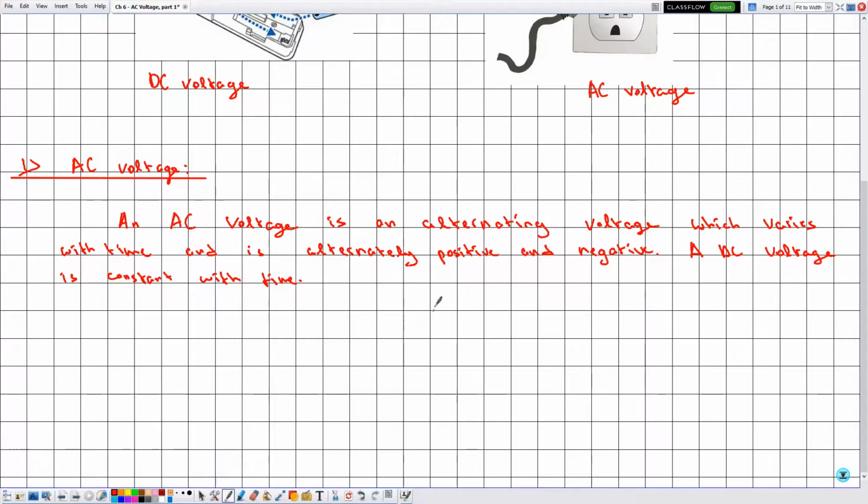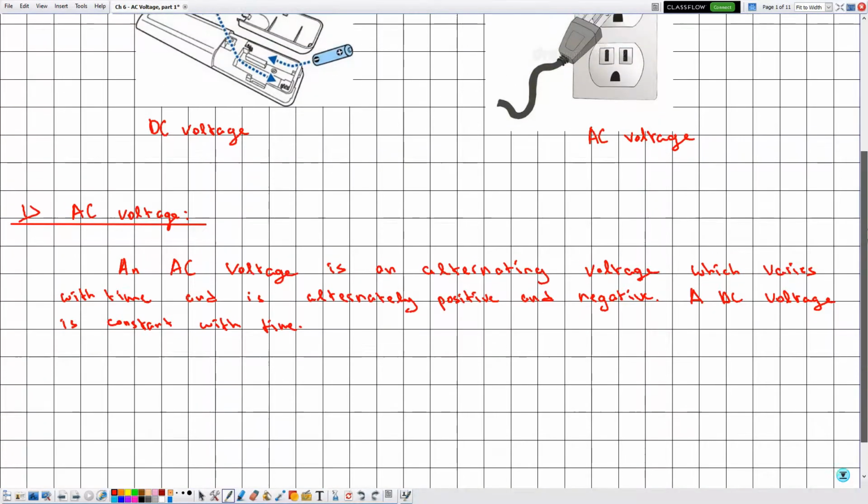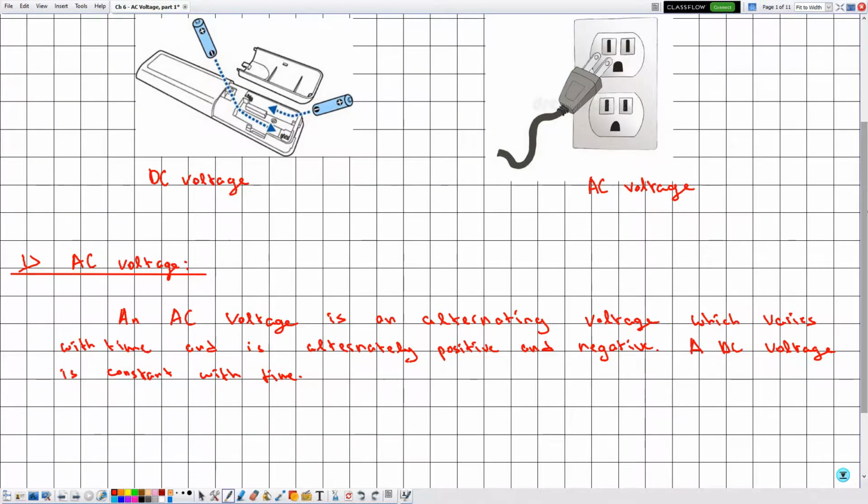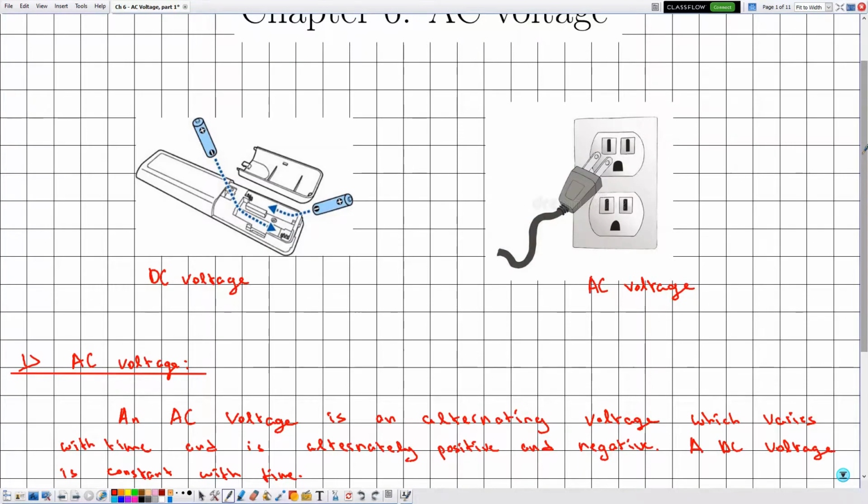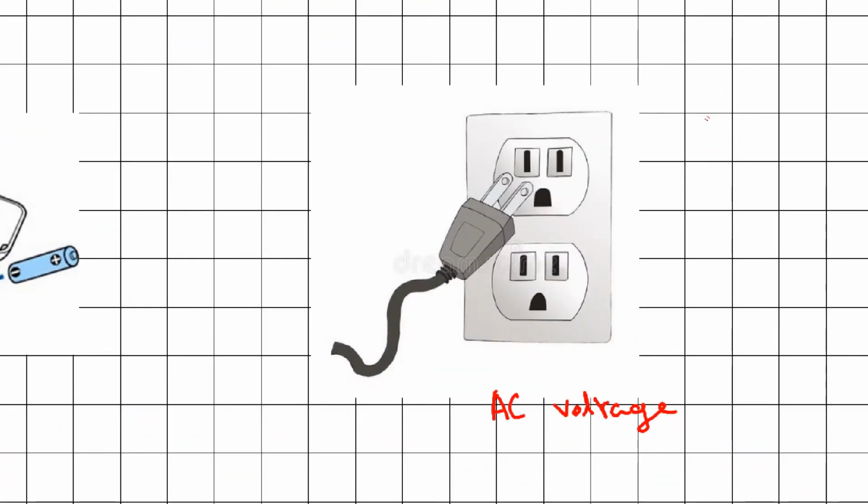So here what I mean is that the alternating voltage changes with time, and it's alternately positive and negative. And here I mean that for a certain duration delta t, this pole is the positive pole and this is the negative pole. For another duration, this is the negative pole and this is the positive pole. So it's alternately changing from positive to negative, negative to positive. For this reason, we don't distinguish between different poles.